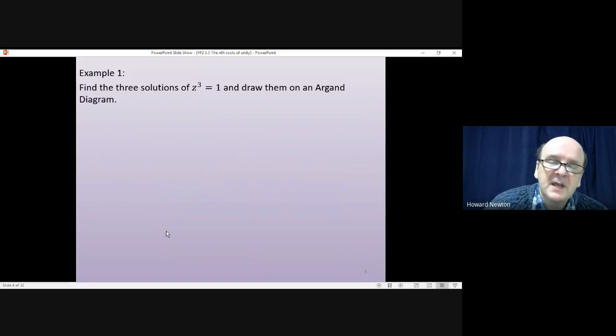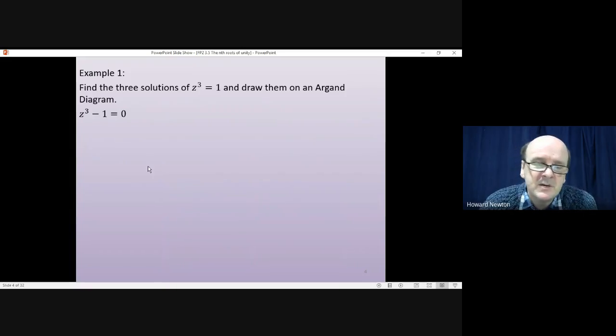Okay, let's have a look at how you do this. z cubed equals 1. I'd rearrange that to get z cubed minus 1 equals 0. And the first solution you can just find by inspection. If z equals 1, then 1 cubed minus 1 is equal to 0. So z equals 1 must be a solution or a root of that equation.